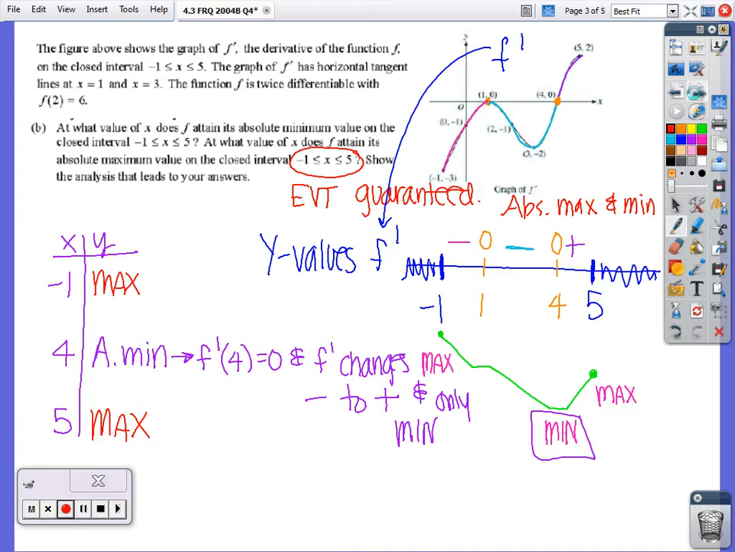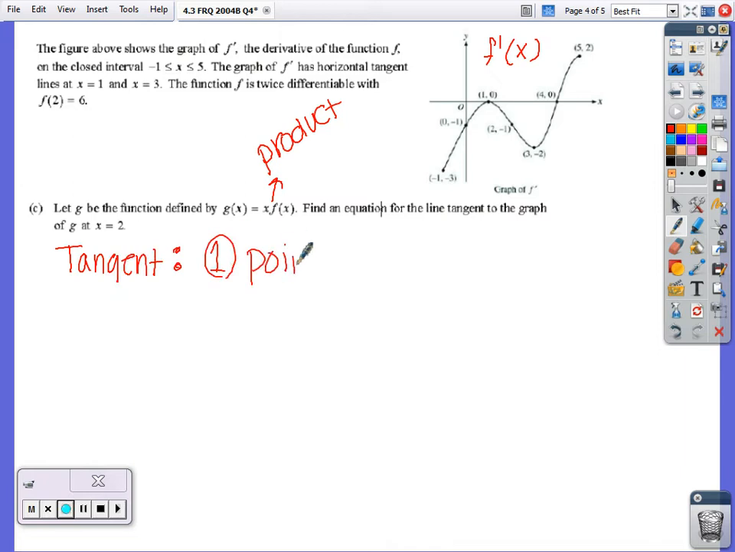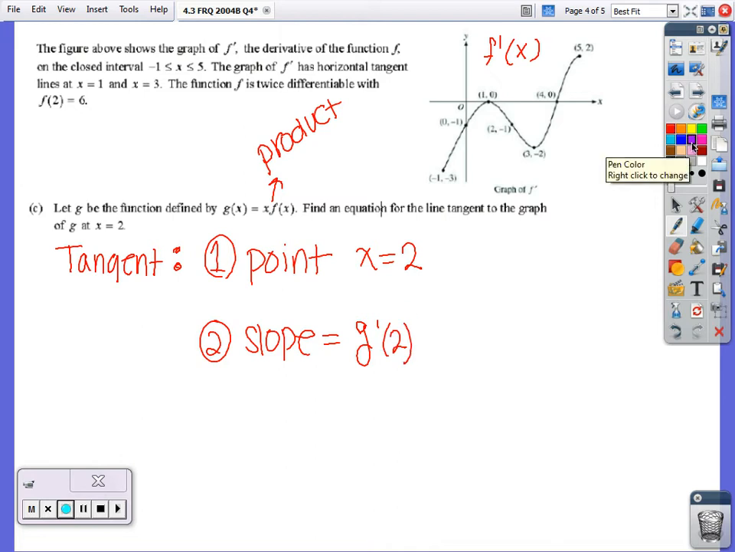So, part C: let g be a function defined by x times f of x. Remember, we're given the derivative graph here. This I can see as a product, so keep that in mind. Find the equation of the tangent line of the graph at x equal to 2. Tangent line means we need two things. Number one, the point at x equal to 2. And number two, the slope, which we find by getting g prime of 2. So let's start with g of 2.